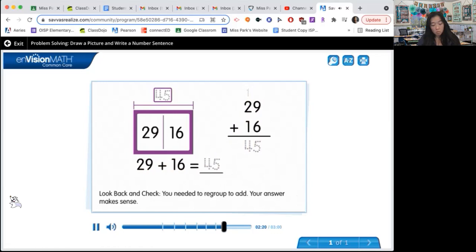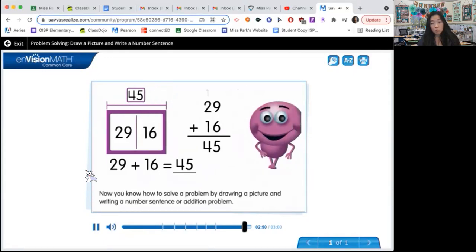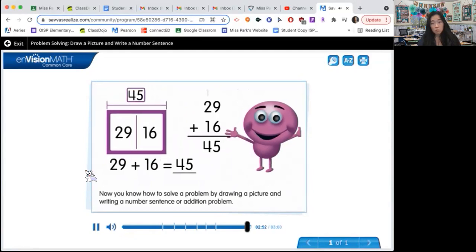Look back and check. You needed to regroup to add. Your answer makes sense. How do you know your answer makes sense? You know that 30 plus 16 is 46. 29 is 1 less than 30, so your answer should be 1 less than 46. 45 is 1 less than 46. Now you know how to solve a problem by drawing a picture and writing a number sentence or addition problem.